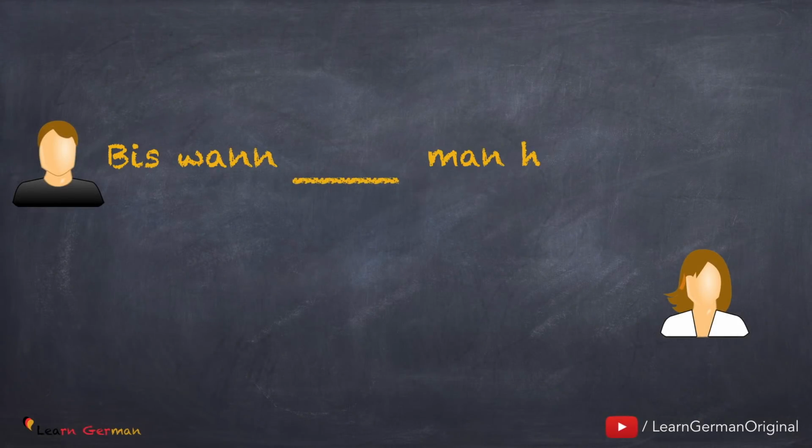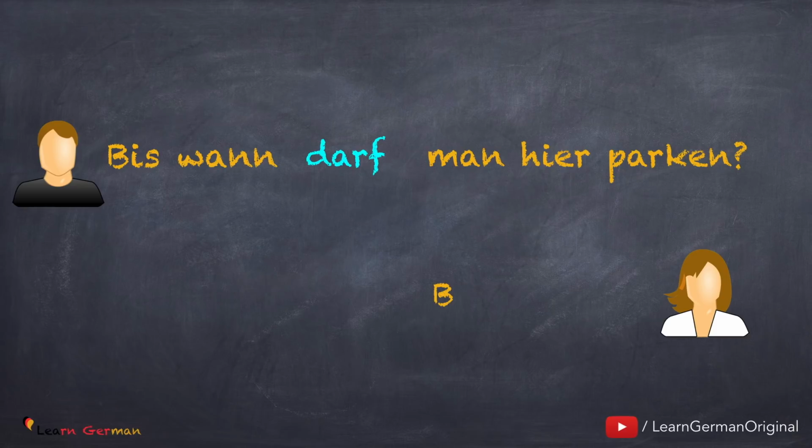Let's look at the next one. And your answer should be, Bis wann darf man hier parken? Bis 18 Uhr. Well, when you're talking about parking, you need permission, especially in Germany. Hence, you will use the modal verb dürfen.